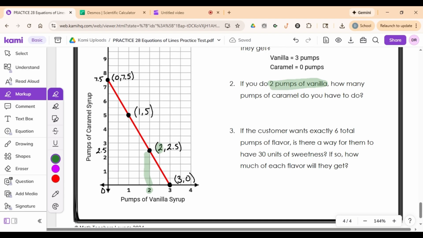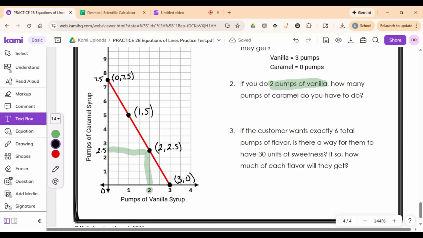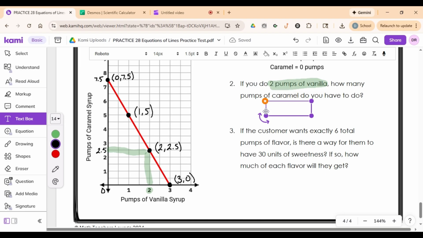There's that number 2. And for 2 pumps of vanilla, we see that it lines up with 2.5 on the y-axis, which represents our caramel syrup. So in this ordered pair, 2 is for vanilla, 2.5 is for the caramel syrup. And so we can represent that over here as well. We can say, if vanilla is 2 pumps, then to hit our sweetness level that we're looking for, the caramel syrup will be 2.5 pumps.